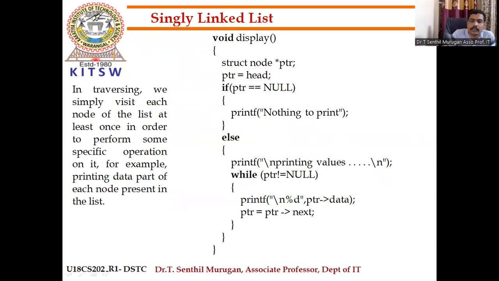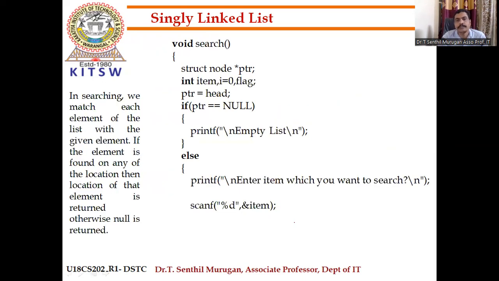Display operation means displaying all the nodes. If the list is not empty, we can check each node. While the PTR pointer is not null, we can move up to the last node. We can print all the values, which is PTR data, for all the nodes up to the null pointer.